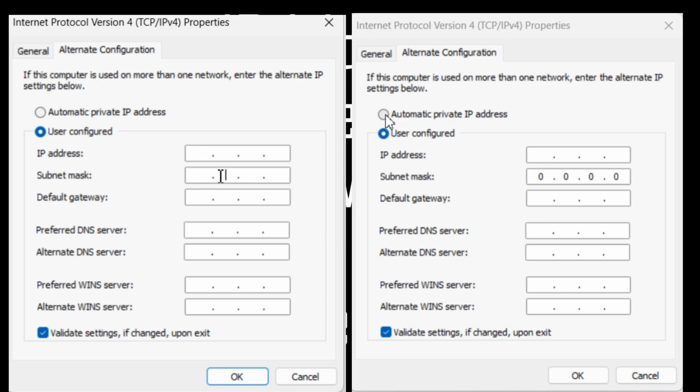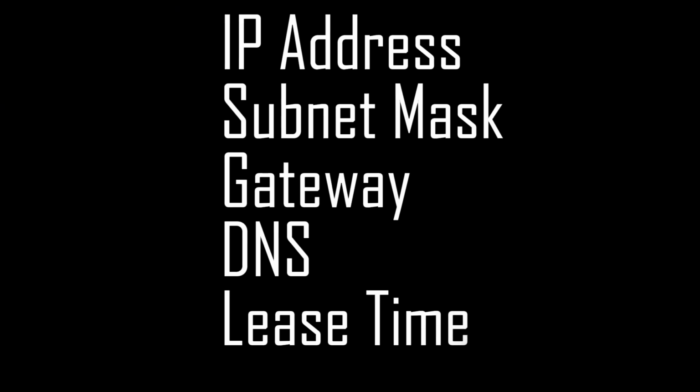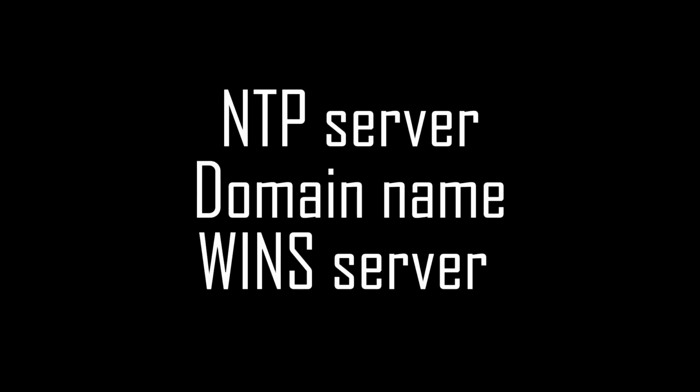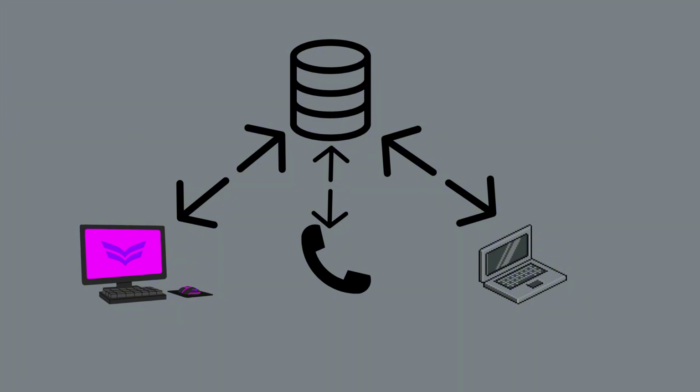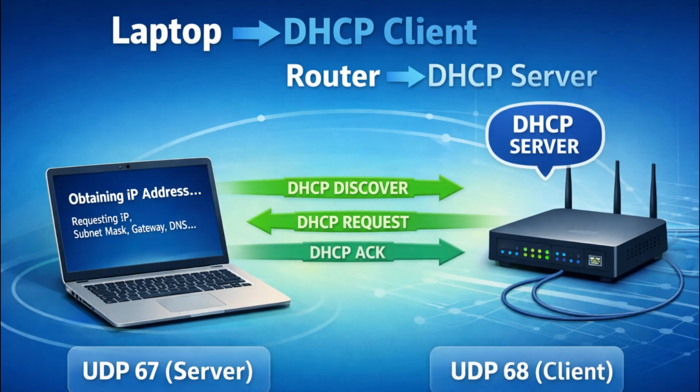When a device connects, DHCP provides an IP address, subnet mask, default gateway, DNS server, and release time. Sometimes it also provides an NTP server, domain name, and WINS server for older Windows networks. DHCP works using a client-server model. DHCP client: your device. DHCP server: router or dedicated server.